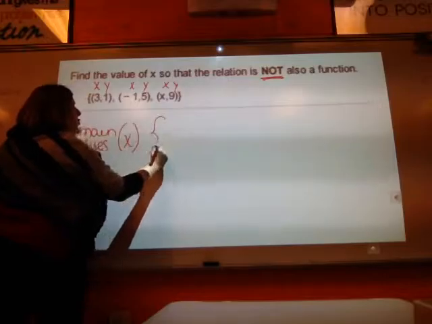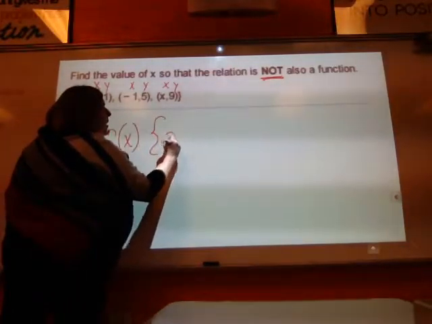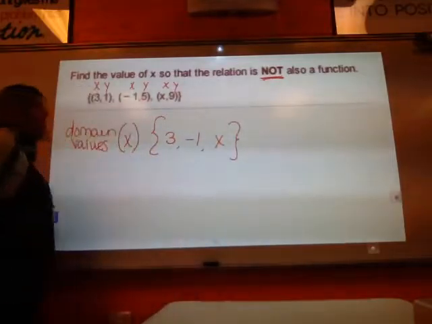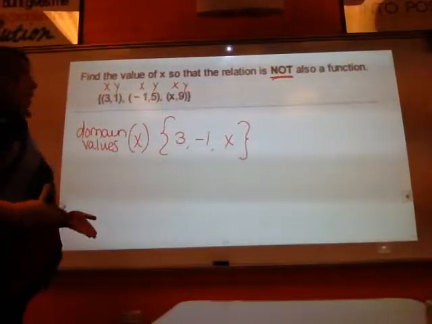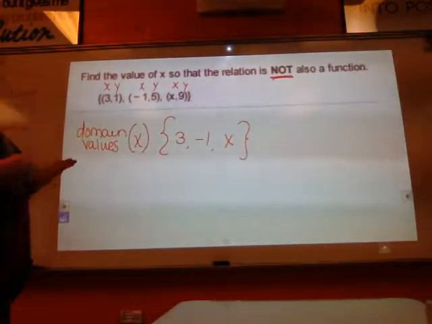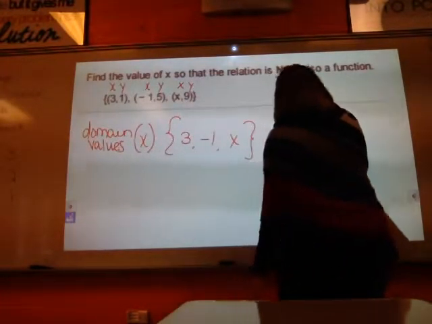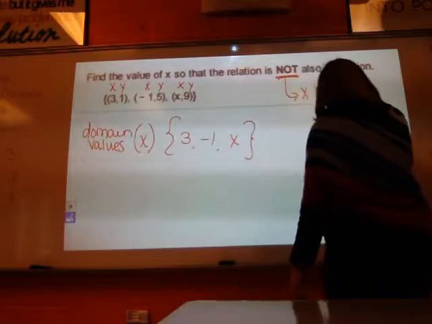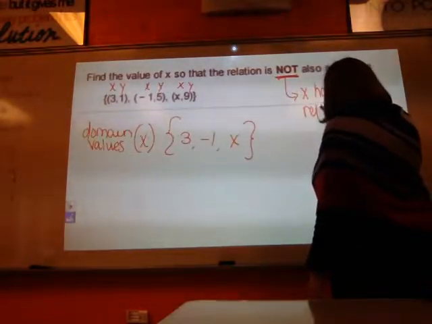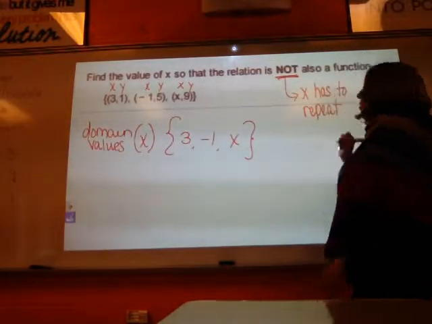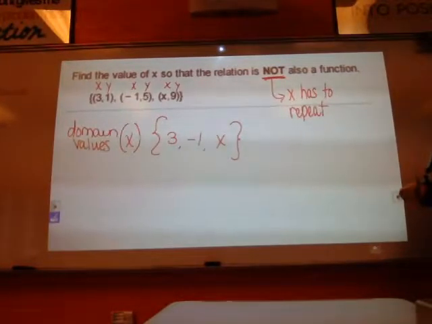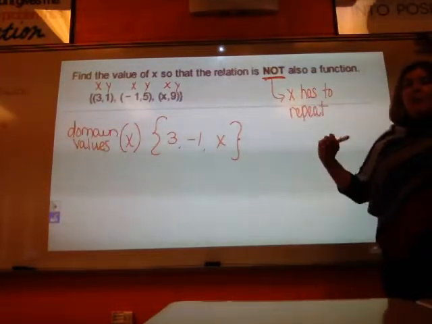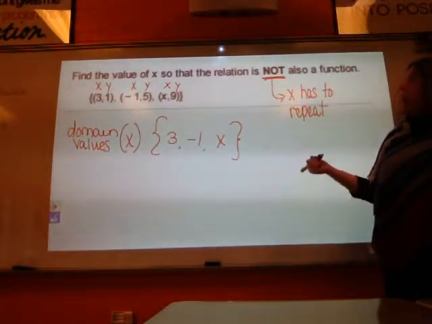So if I'm looking here, domain is 3, -1, and x. All right, those are my domains. I want them to not be a function. So to not be a function means that the x has to repeat. All right, so if I want it to not be a function, I need for this x value to repeat and be one of the numbers that's already there.